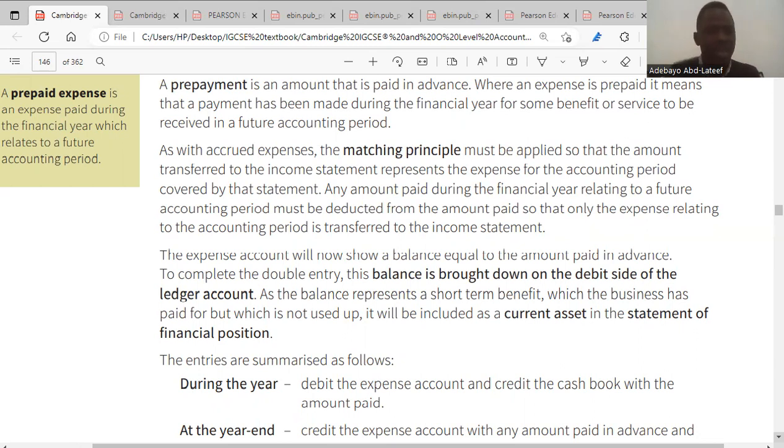They said here, prepaid expenses are expenses paid during the financial year which relate to a future accounting period. So I wrote here, prepaid expenses: these are advance payments made by the business for a future service. So we have a question here immediately.